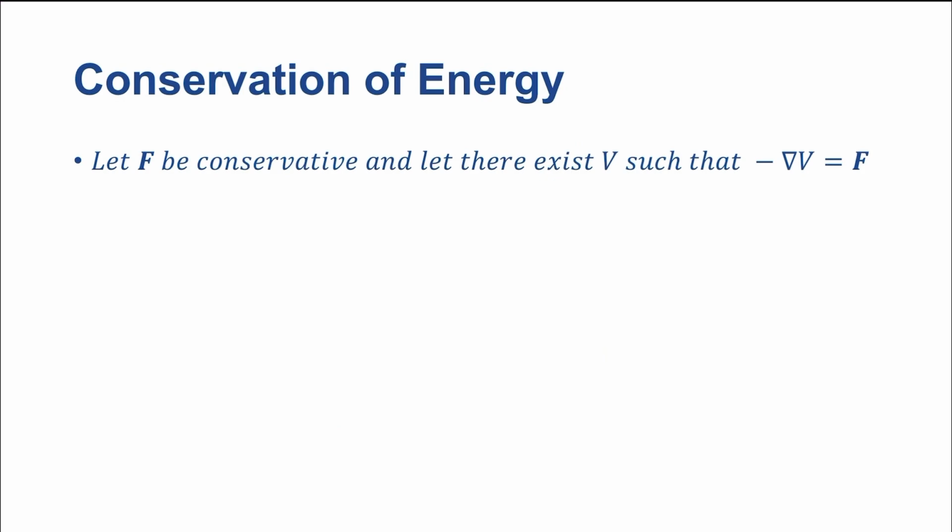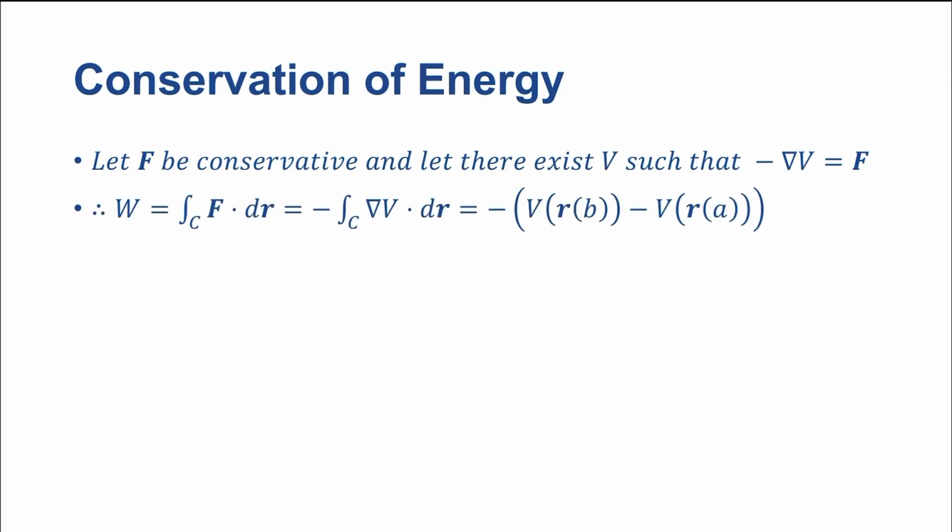So we know that F is conservative, so there needs to exist some potential function. We let the potential energy V be such that if I take the negative gradient of the potential energy, I get the force. Therefore, the work is equal to the integral of F dr, which is equal to the negative integral of the gradient of the potential energy, dr. Then I can use the fundamental theorem of line integrals directly to get negative potential energy evaluated at one endpoint minus the potential energy evaluated at the other endpoint. So I get negative change in potential energy.